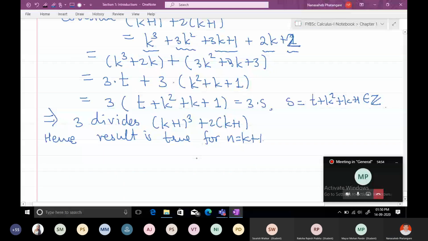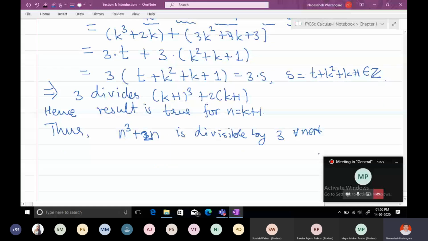Thus, our final conclusion is n cube plus 2n is divisible by 3 for all n. That means for every natural number this result is true, right? And we need not check for all natural numbers, so induction is sufficient. We can declare it is true for all natural numbers. Fine.